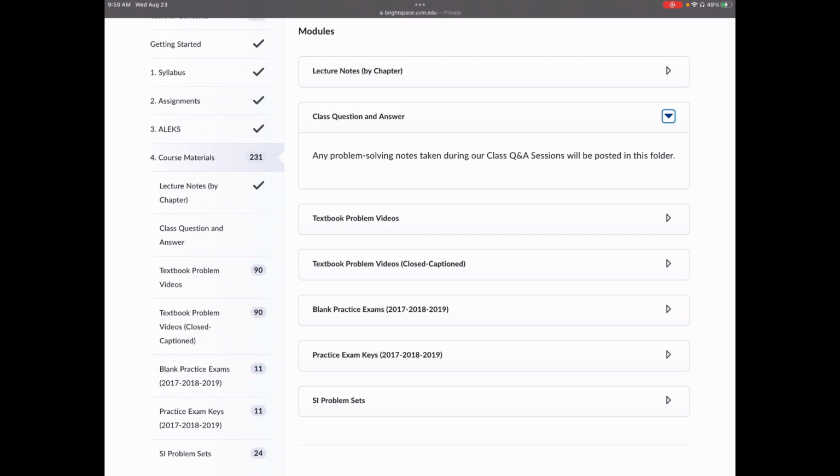Don't sweat. The navigation is good, but also realize that I'm going to be giving announcements after each class, which will include what was covered. Here's a link to the PDF of what was covered that day, and here's a link to the live video of what was covered that day. So don't worry about that. We're going to see both of those in terms of class question and answer.